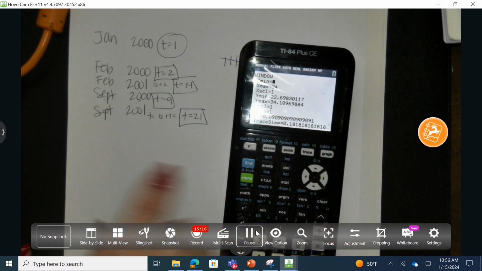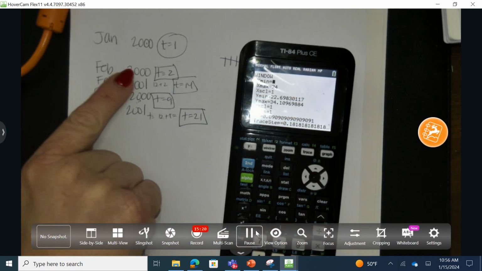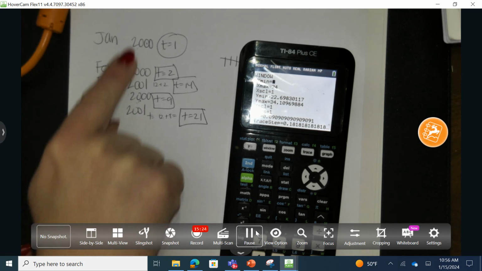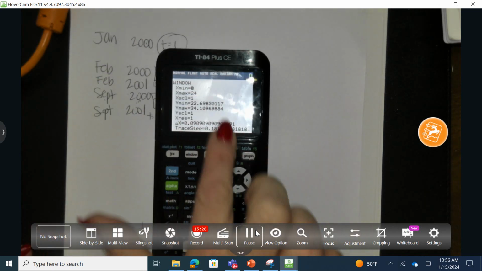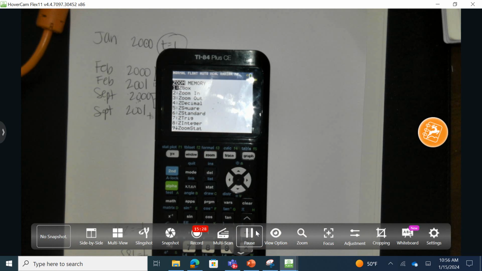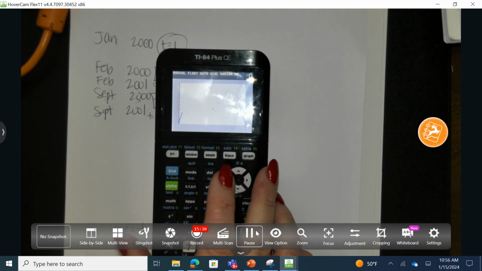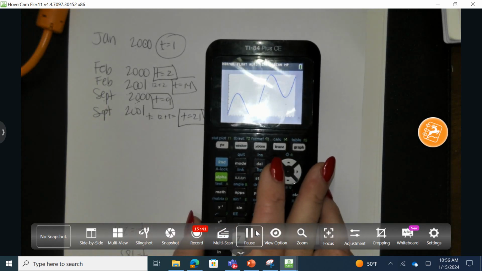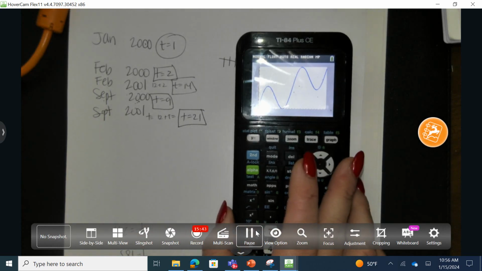Now, I tried to figure out what should be my window. So I know 2000, I went all the way out to 2001. So I decided to go for 2 years. 2 years would be 24 months, and then I'm going to do zoom fit. Okay, let's check this out. All right, so remember it needs to be in thousands.